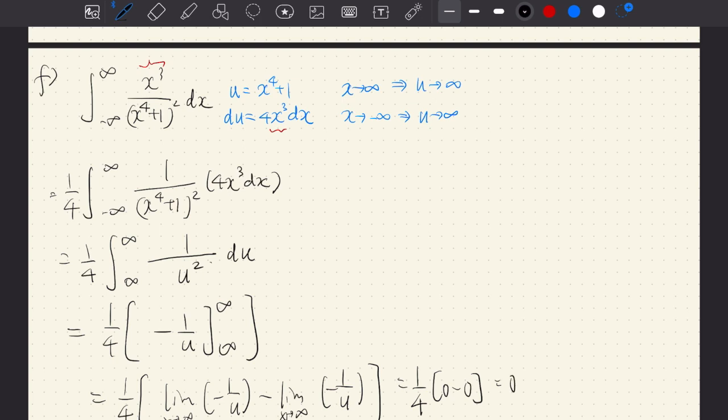You may be thinking, why is it that after we do the u substitution, we get the same upper and lower integration limits?